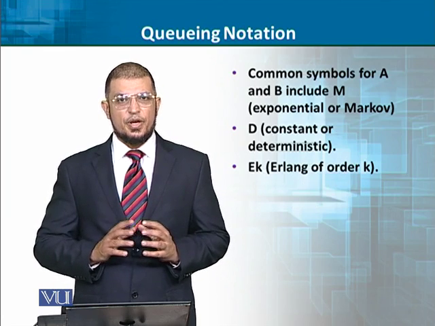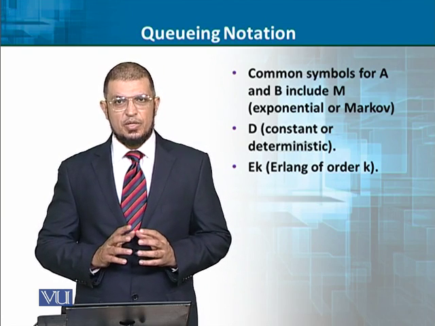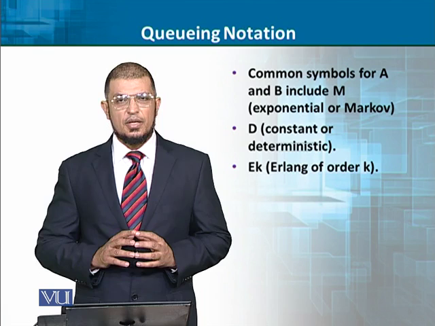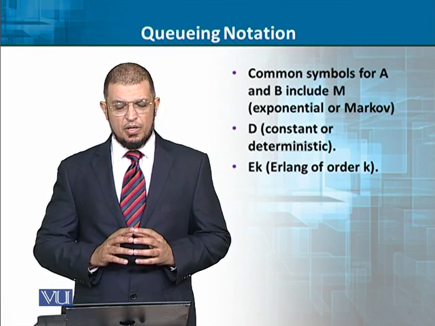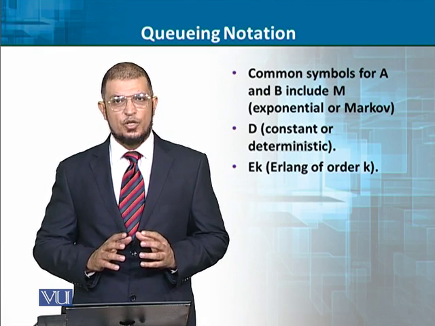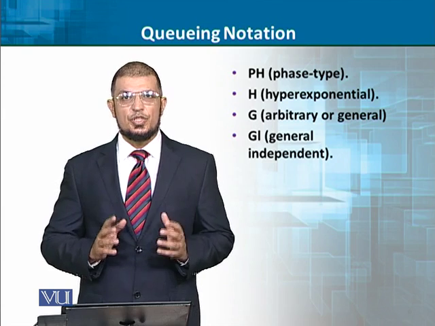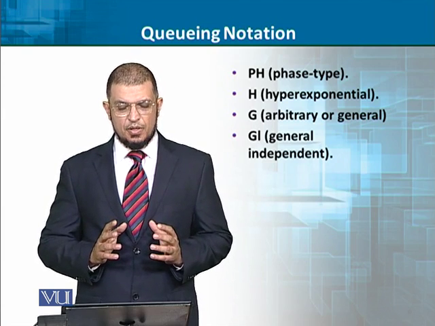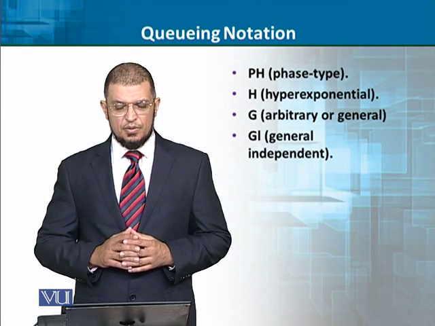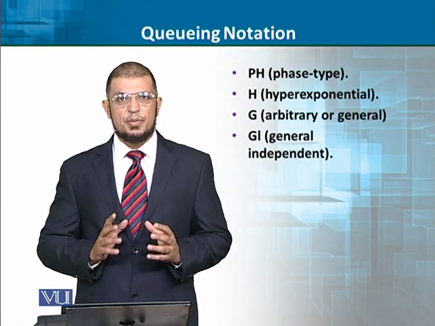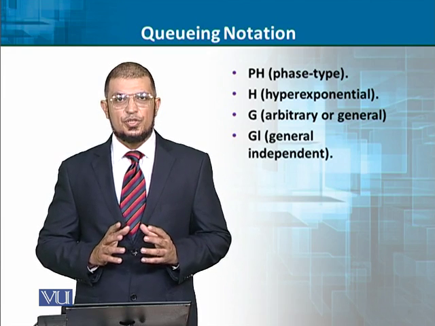Common symbols for A and B include M, exponential or Markov; D, constant or deterministic; EK, Erlang of order K; PH, which is the phase type; H for hyper exponential; G for arbitrary or general; GI for general independent.